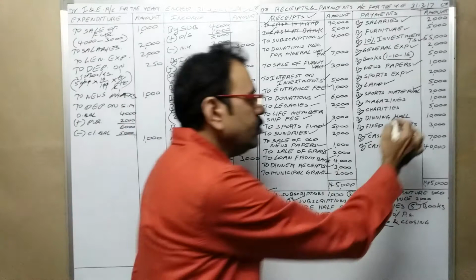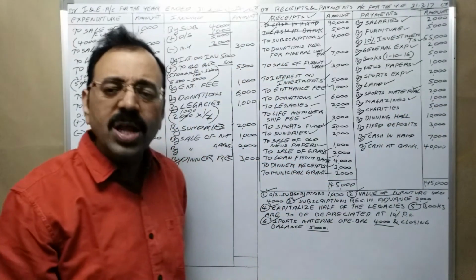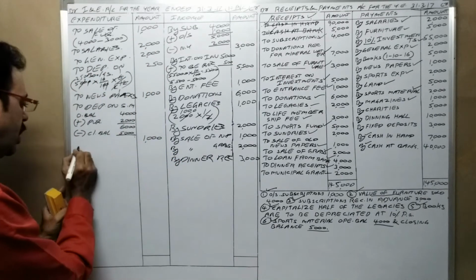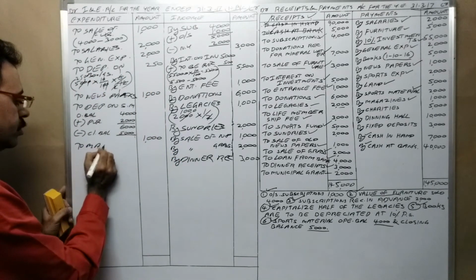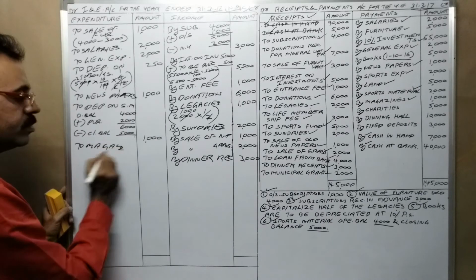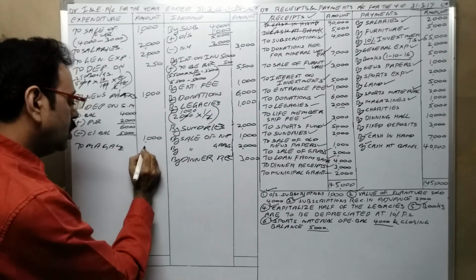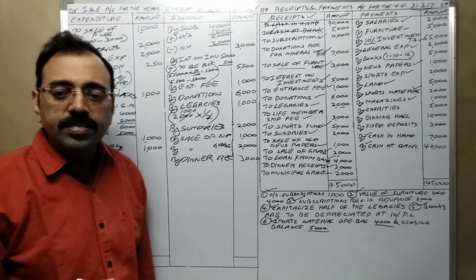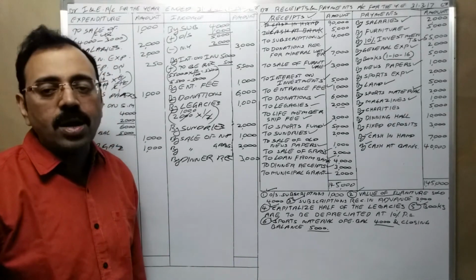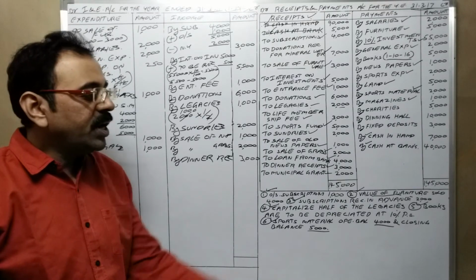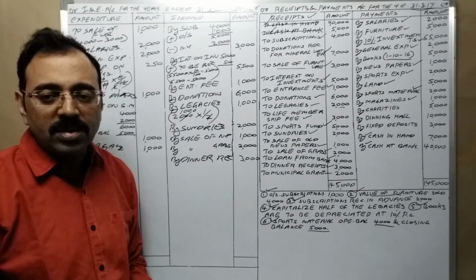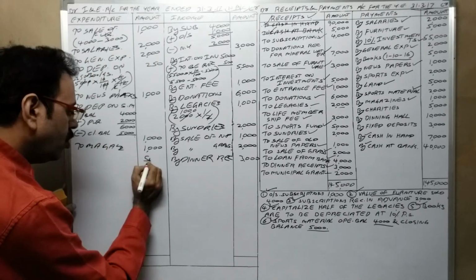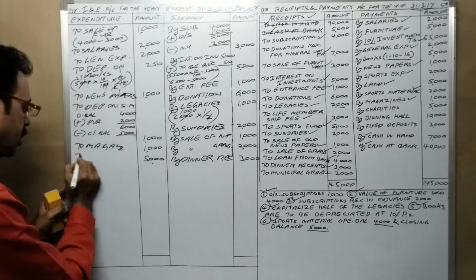Then magazines. Regularly we buy, which means revenue expenditure. It is to be debited. The magazines amount is 1000 rupees. Next, charity. Since ours is a social welfare organization, we undertake many charity activities. We help others. It is a regular expenditure, therefore debit here.